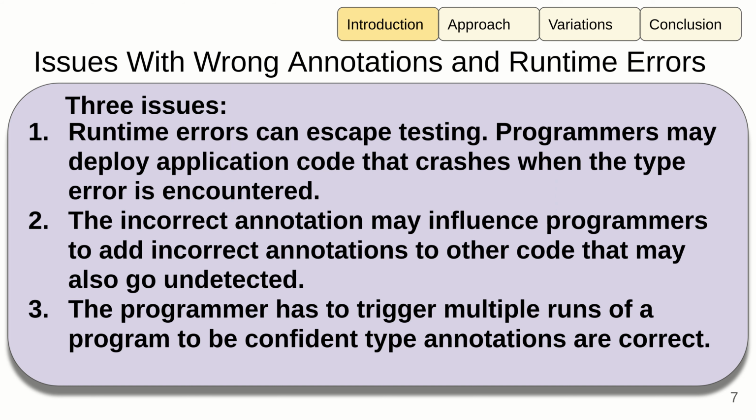And finally, in order for programmers, while they're doing this development process and gradually adding type annotations, to be confident that their annotations are correct, they need to trigger multiple runs of the program, or they just need to add types for everything, which kind of breaks the graduality that we want when using gradual typing, that we can add annotations one or two at a time.